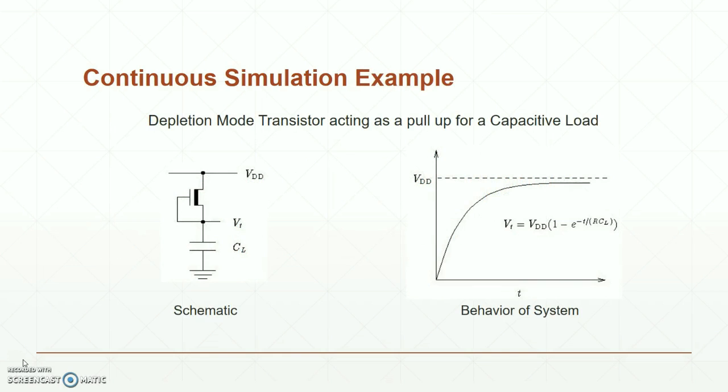So here's an example for a continuous simulation. On the left you'll see a simple schematic of a depletion mode transistor acting as a pull-up for a capacitive load. With that schematic, we know the behavior of the components, so what we're able to do is run multiple simulations and get a behavior of the system itself. What you'll see is, after a while, it becomes a steady state system, and it's based on the formulation that we have in that graph under the behavior systems. So that's one example of how a continuous simulation is used.